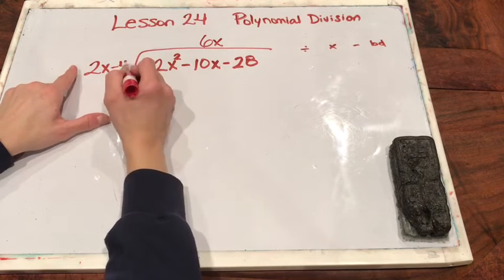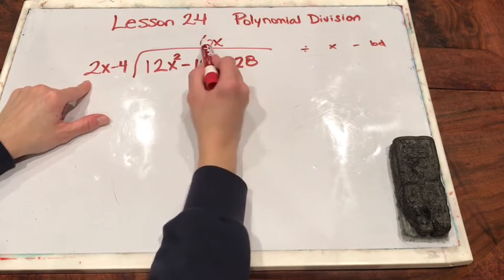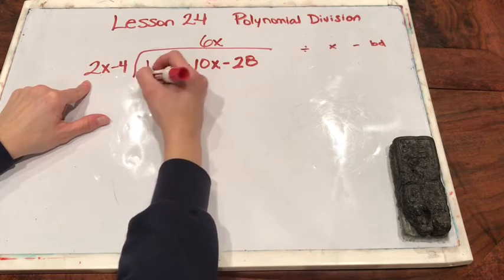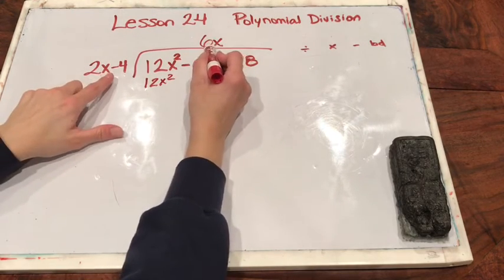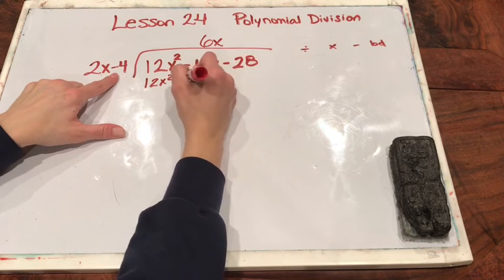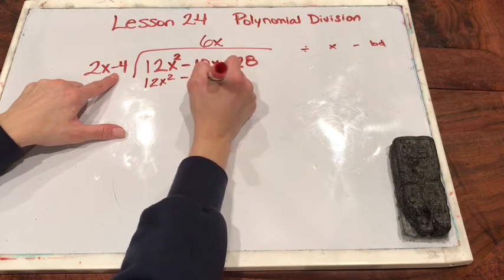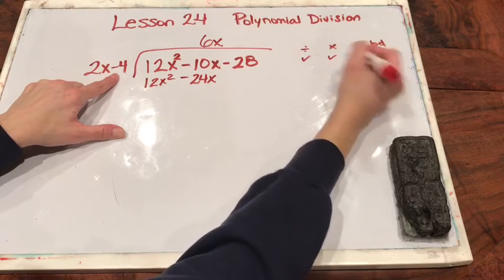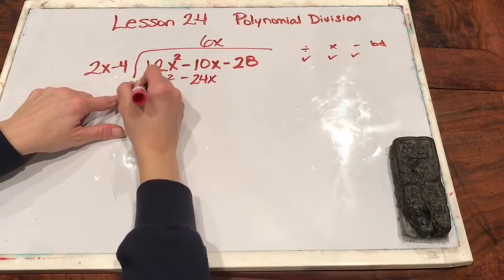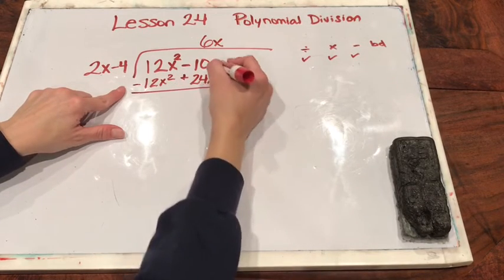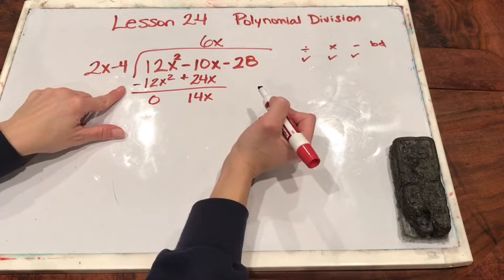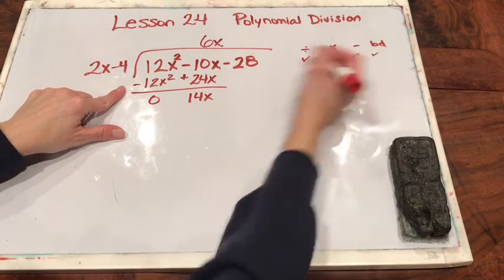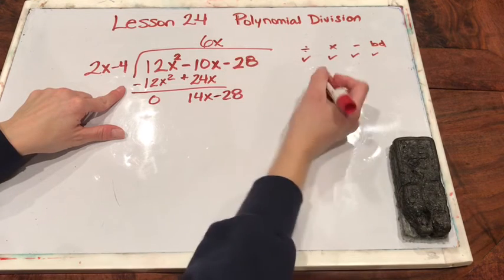So now I multiply by the whole divisor. So 6x times 2x is 12x squared. And then 6x times a negative 4 is a negative 24x. So I divided, I multiplied, now I'm subtracting. So I just switch all my signs. I get 14x, and I get 0 right here. Now I bring down that negative 28, and I'm back to the beginning.